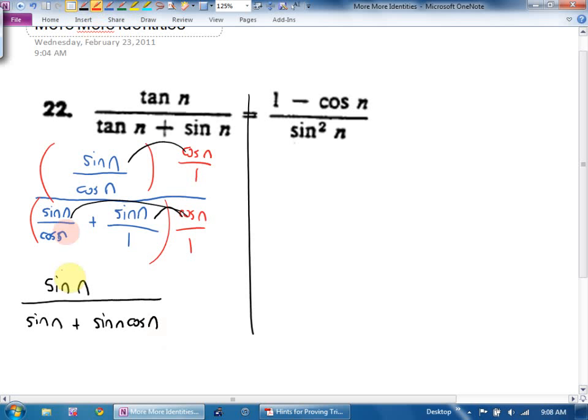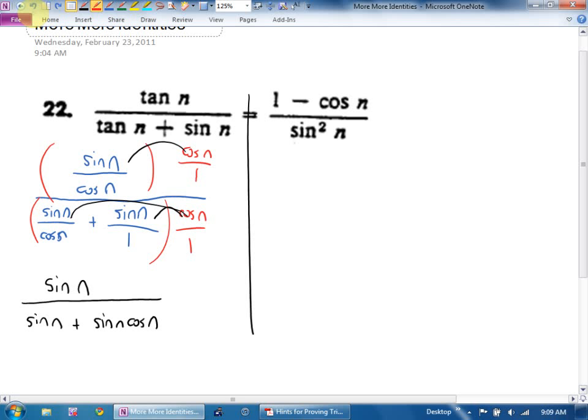Can I cancel? Have I factored? Don't you dare. And again, why am I so big on avoiding that? Because as soon as you do that, now the rest of your work is wrong. You can't make it look like the right side. That's one of the reasons these are tough: as soon as you make an algebra mistake, you're out of luck.